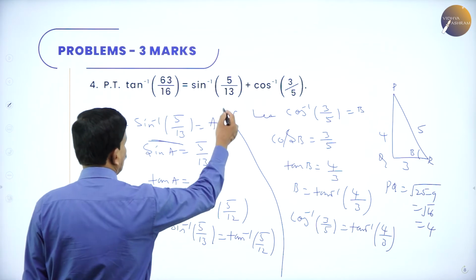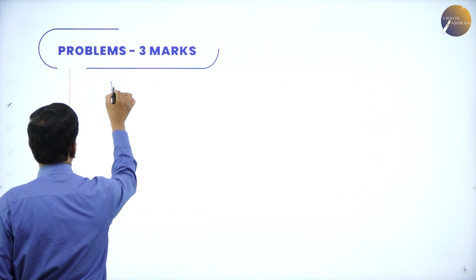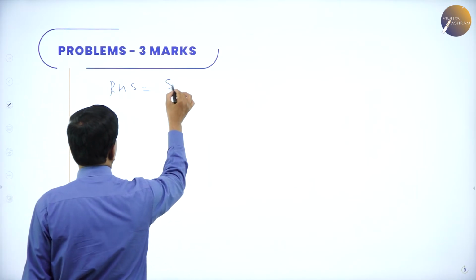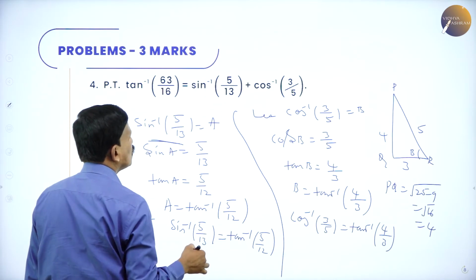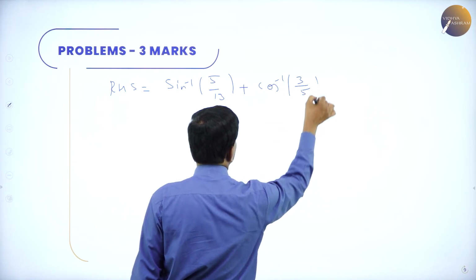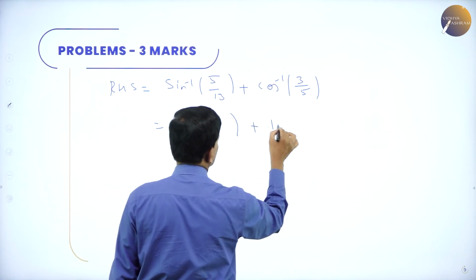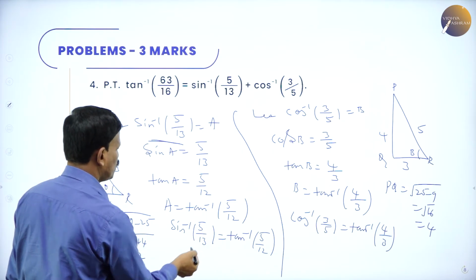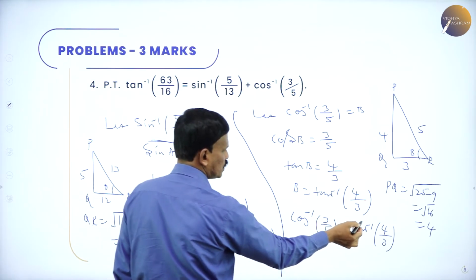Now take the RHS. I will go to the next page. What is the RHS? Sin inverse 5 by 13 plus cos inverse 3 by 5 is equal to tan inverse 5 by 12 on one hand, and on the other hand tan inverse 4 by 3.